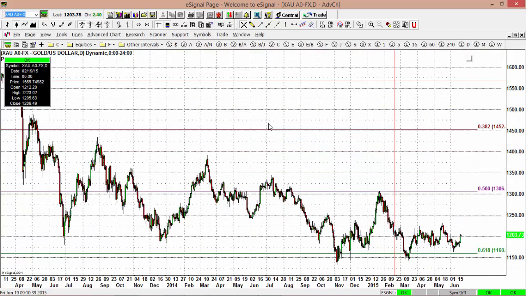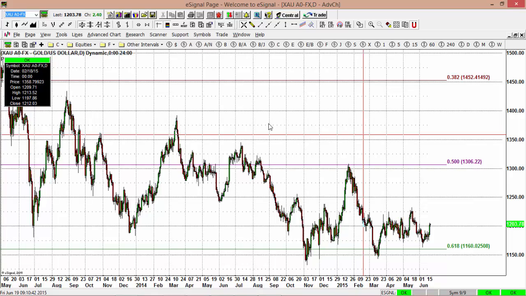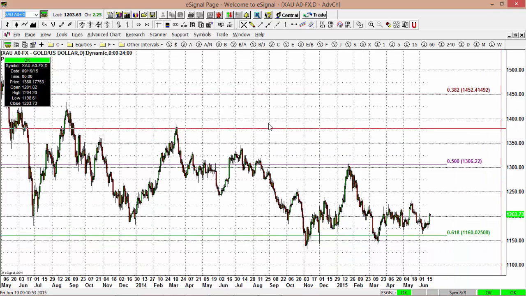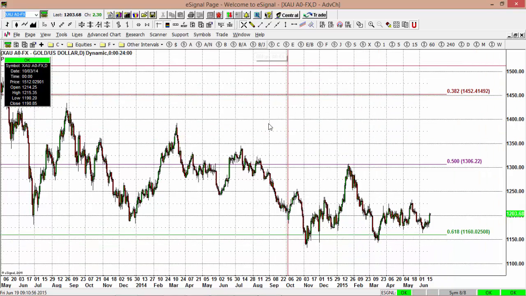situation. The thing that will negate this turnaround is if we close below 1150. If you see the market closing below here, then the scenario that I pointed out will be negated, and we could be in for further losses in the gold market.